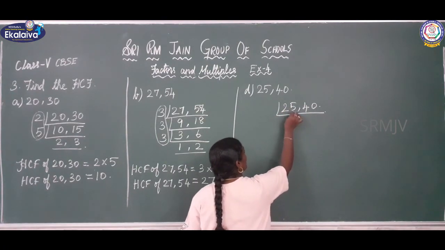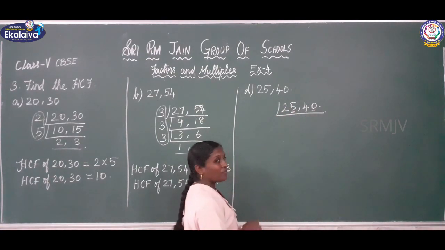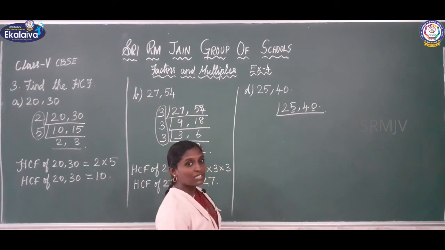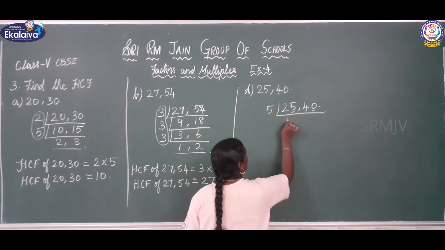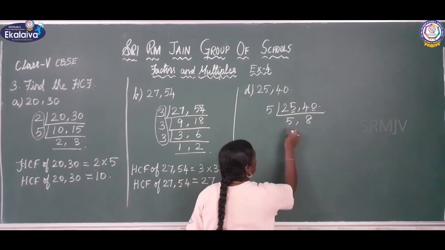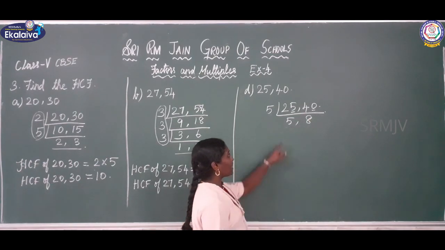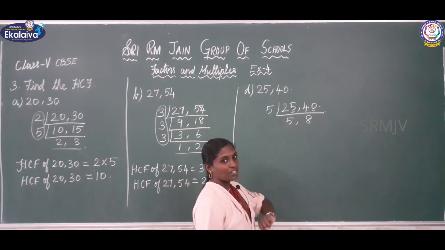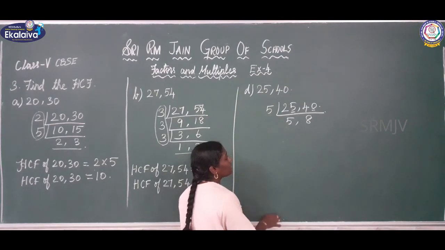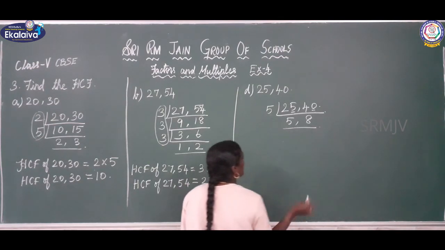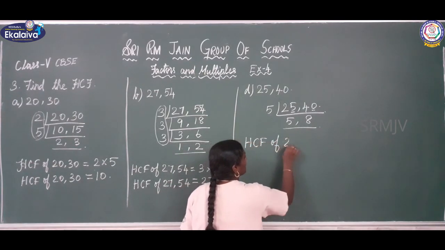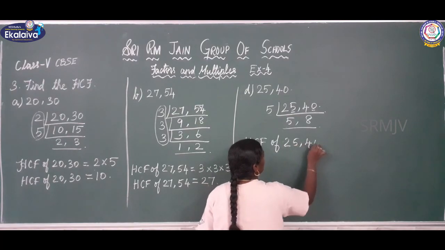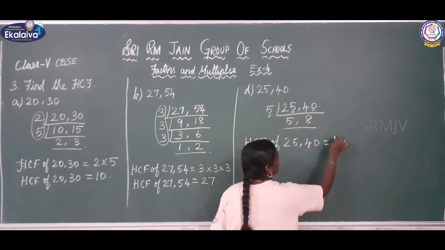Here the numbers are ending with 5 and 0, so these numbers are divisible by 5. 25 divided by 5 is 5. 40 divided by 5 is 8. Now we got 5 and 8. 5 is a prime number and 8 is a composite number. For these two numbers there is no common factor, so we have to stop here. So the highest common factor of 25 and 40 is 5.